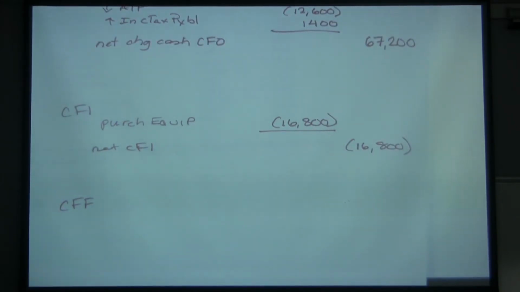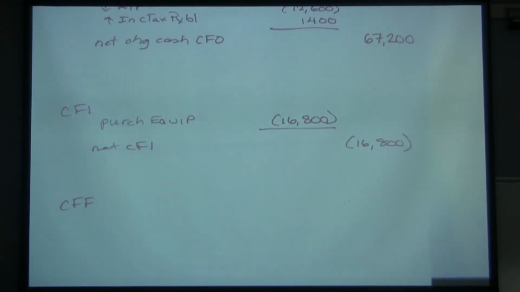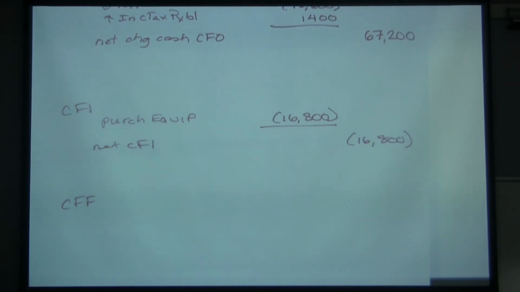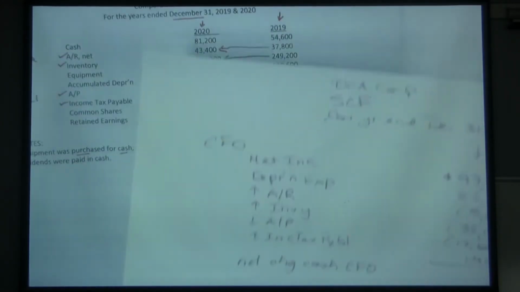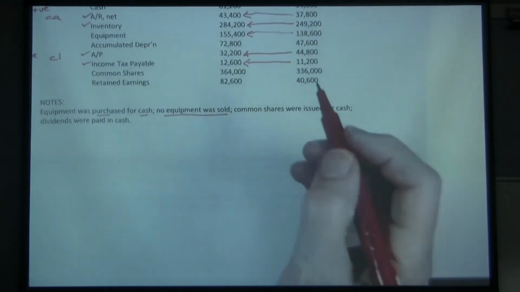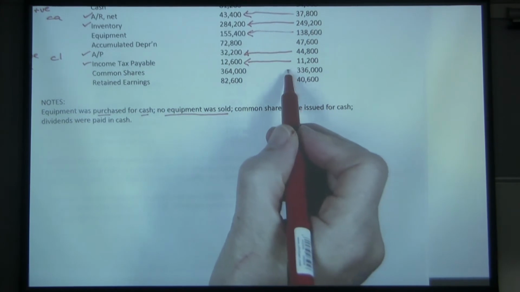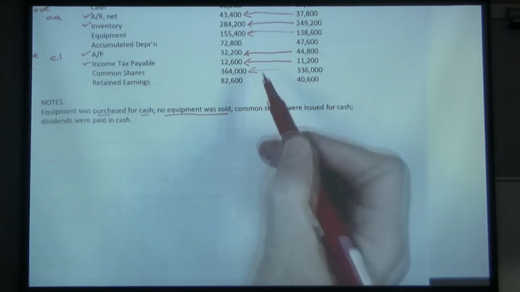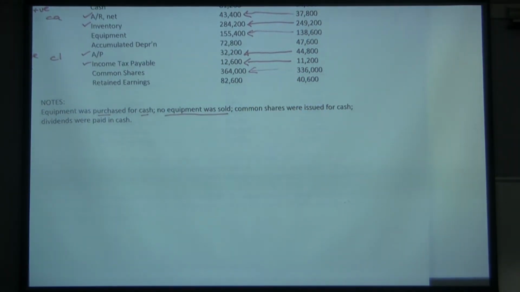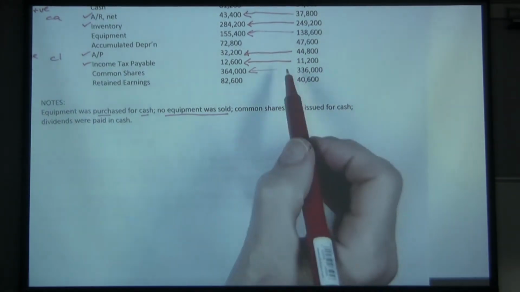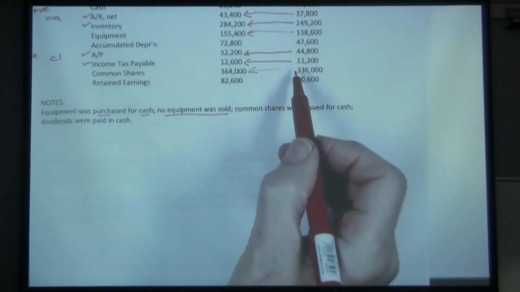And then our last section is CFF. So this is where we look at long-term liabilities and changes in common shares and any dividends paid, which we'd have to figure out. So let's look at our balance sheet again. Do we have a change in our common shares? Yes, we do. Common shares has gone up. So we've issued additional common shares, and the amount of the increase is $28,000.